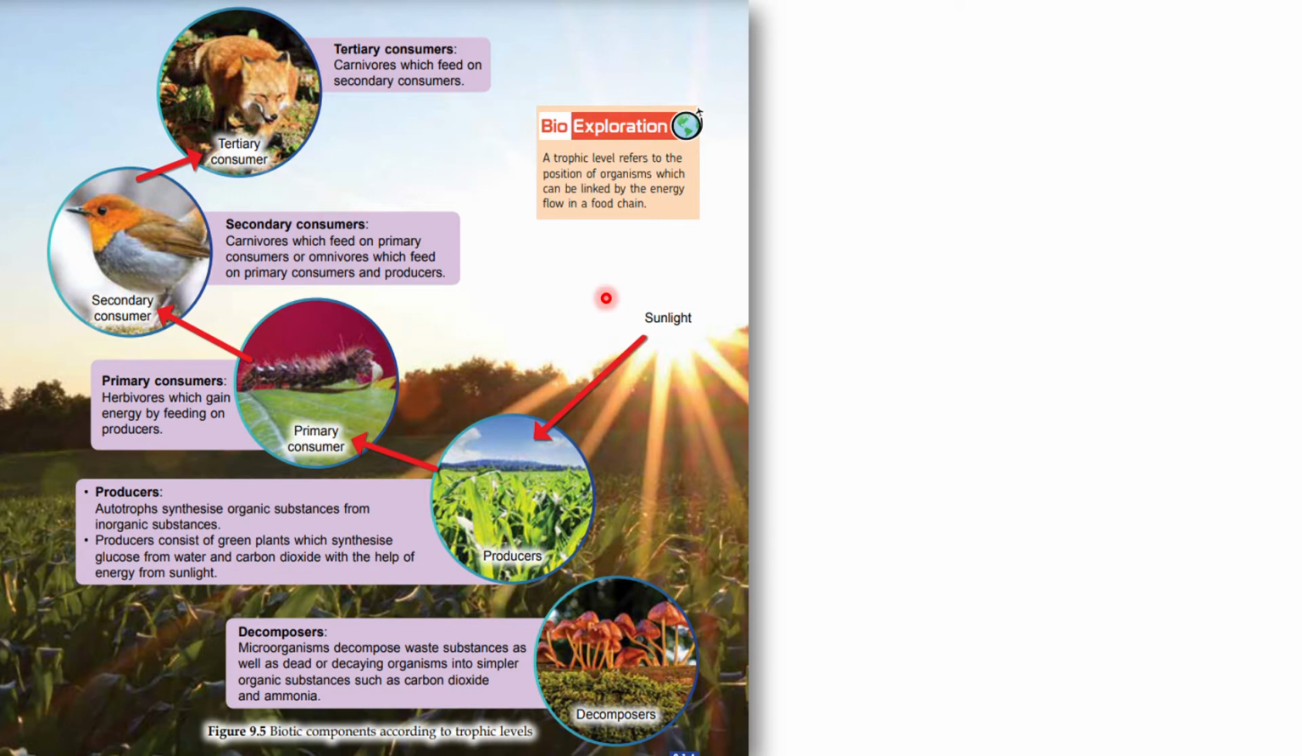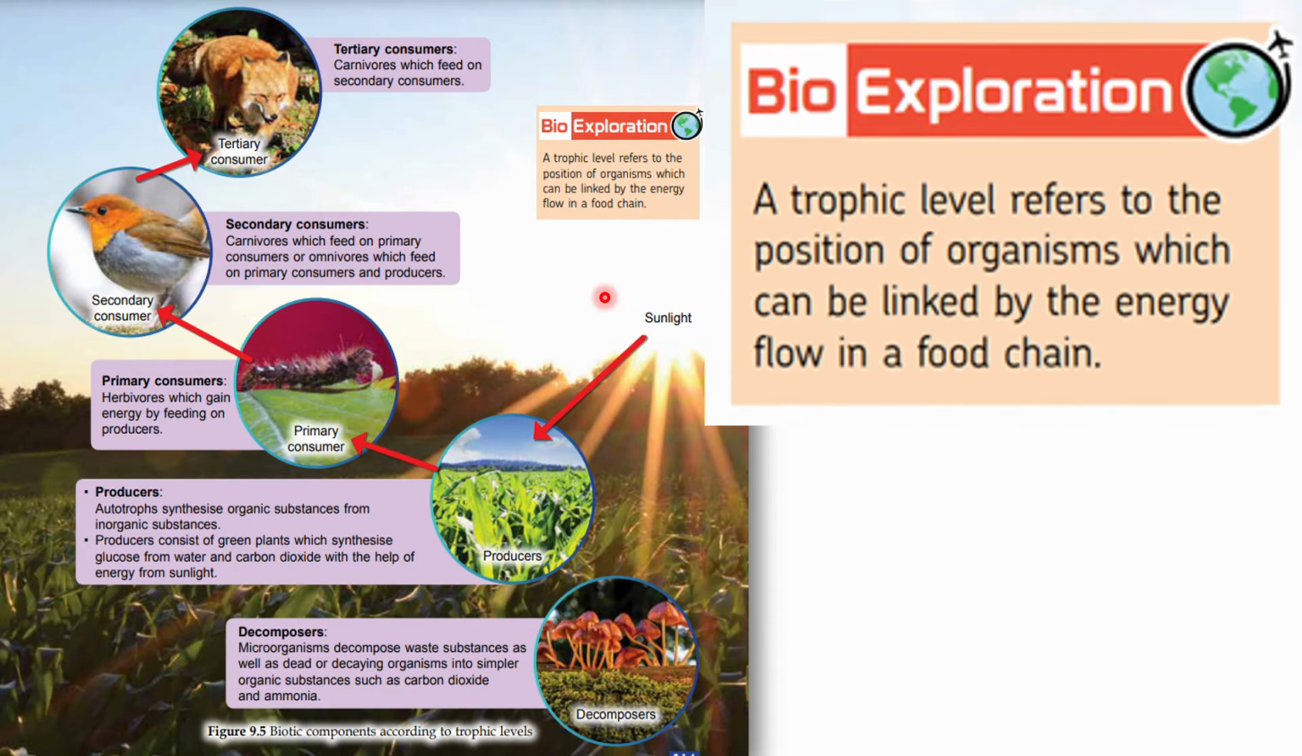Okay, so this is the definition of the trophic level, which refers to the position, kedudukan, of an organism which can be linked by the energy flow in a food chain. Okay, so yes, this is the food chain, an example of a food chain.